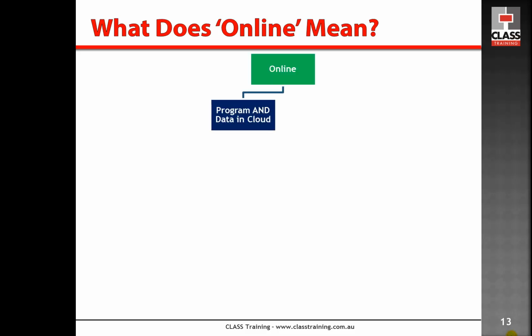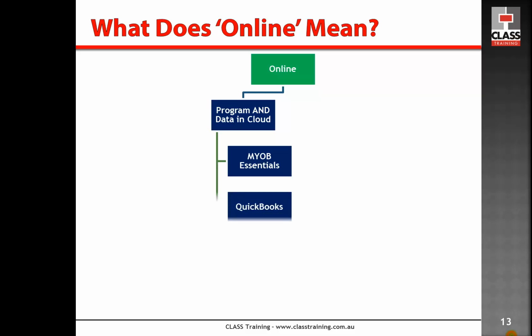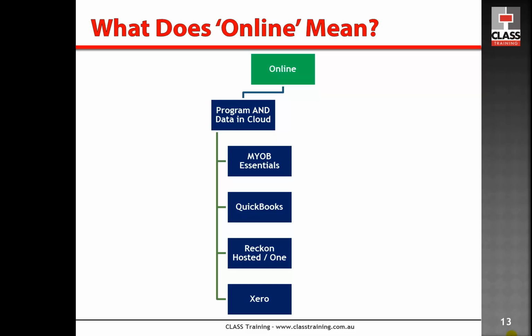Very quickly, what does online mean? Online means, again, you've got the program and data in the cloud. So for example, MYOB Essentials, QuickBooks Online, that's the new QuickBooks company, and Reckon Hosted, and also obviously Xero. Those are examples of the program and the data being in the cloud. You just need a browser or mobile device to get to it.